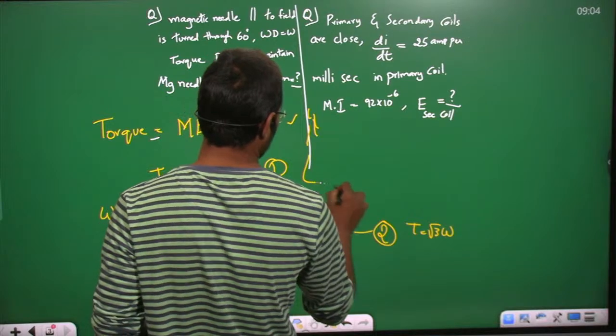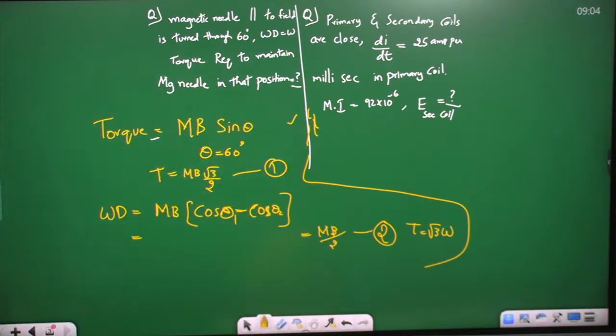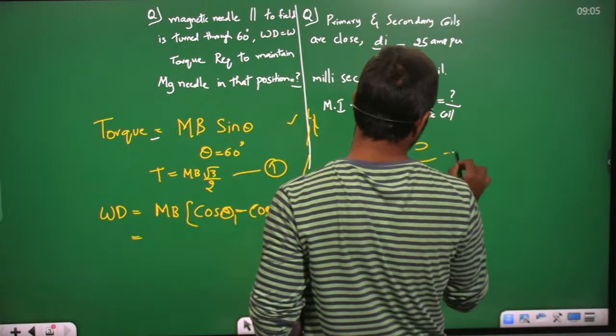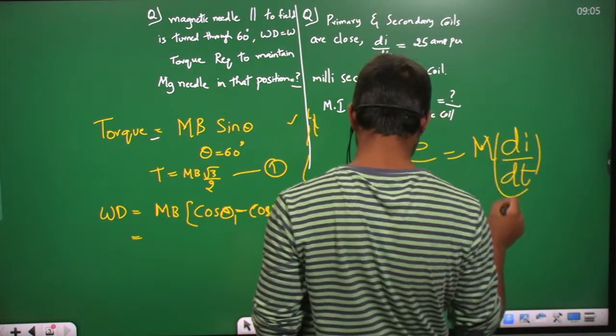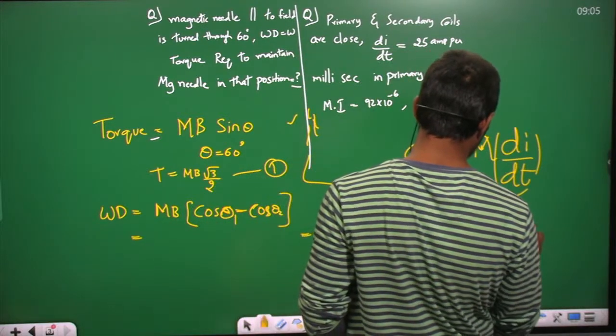So how about this? I guess that is a direct formula, right? From the direct formula, EMF is equal to M di by dt. So you need to take care of this millisecond, and once you take care of this millisecond, you will get 2.3 volts, right?